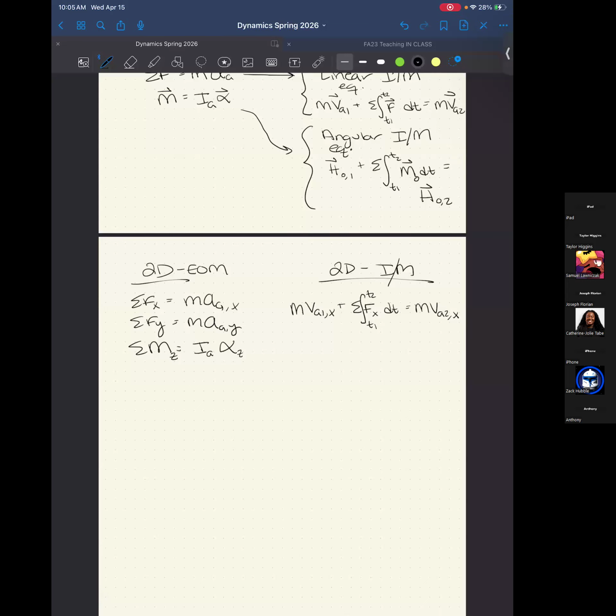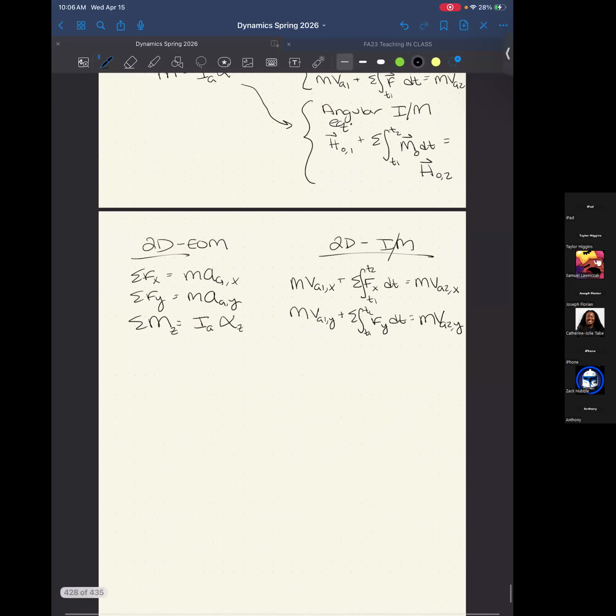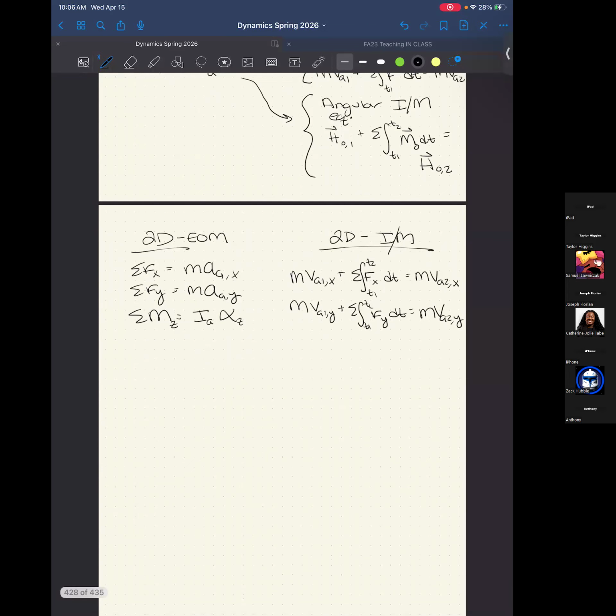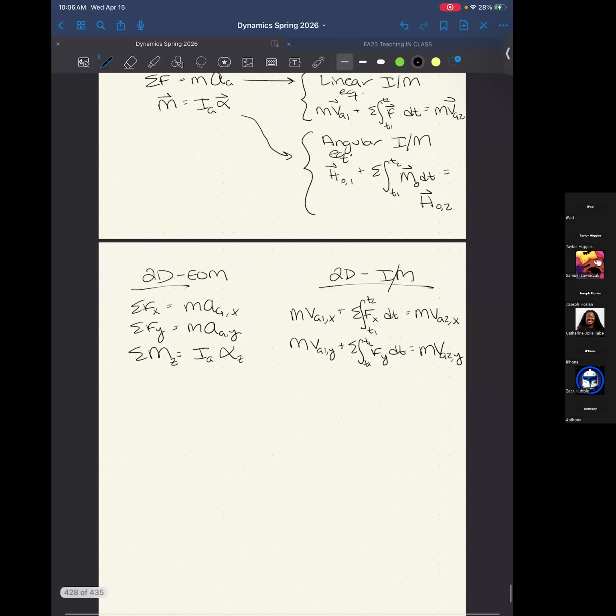Everything in this line is all in the x direction. Same for mvg1y, sum t1, t2, fy, dt, 2y. But I think the part that is probably the most confusing is recognizing that the angular impulse momentum equation reduces down to just the z-axis, and it's the exact same reason as the moments do in our sum of moments equals ig alpha.